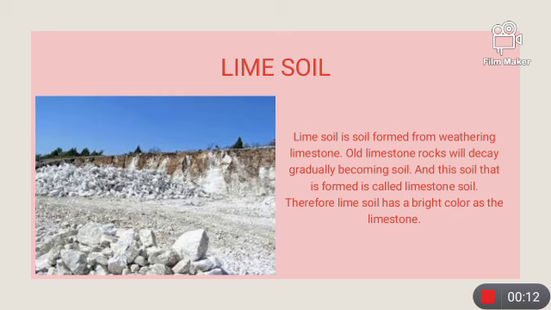Lime soil is soil formed from weathering limestone. Old limestone rocks will decay, gradually becoming soil, and this soil that is formed is called limestone soil. Therefore, lime soil has a bright color like the limestone.